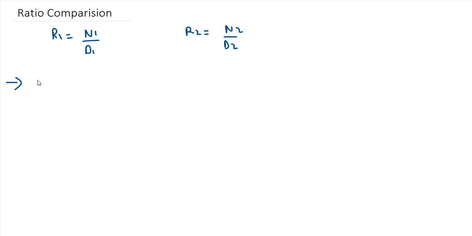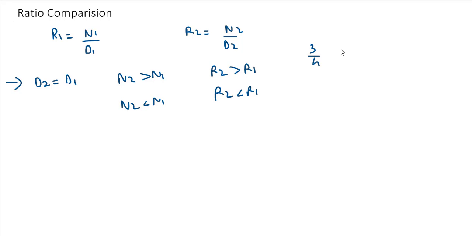In the first case, we'll keep the denominator constant. So D2 is the same as D1. So in this case, if your N2 is greater than N1, then your second ratio will be greater than your first ratio. And if your N2 is less than N1, then your second ratio will be less than your first ratio. This is very simple. I hope you will be able to understand this.